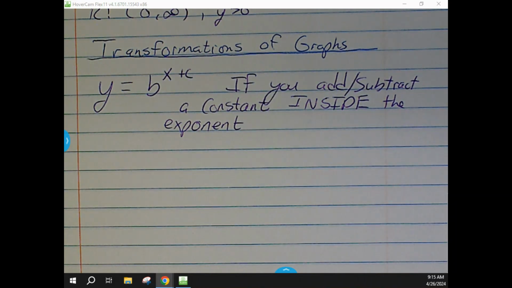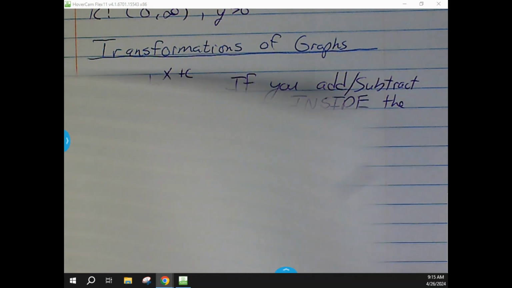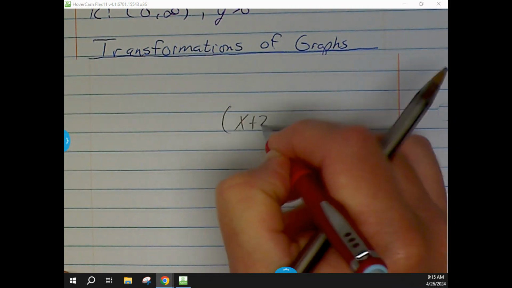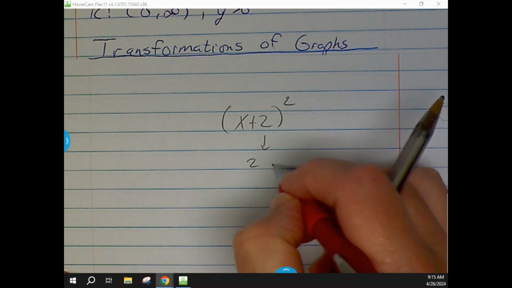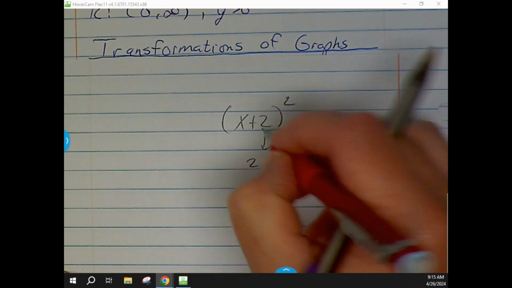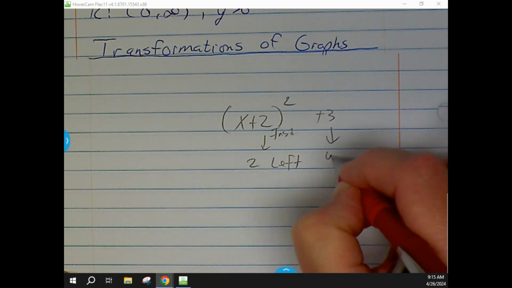Now, here's where the similarities come back in. I think I may have mentioned this way back when. If we go back to, and just throw this up to you real quick here, what happens if we put a number inside the parentheses? It goes to everything. It just moved 2 spaces, which way? Horizontally, correct? In the opposite direction. So this would have moved it 2 spaces to the left because it was inside. And if we put a +3 on the outside, that was your vertical movement. That was 3 spaces up, right?